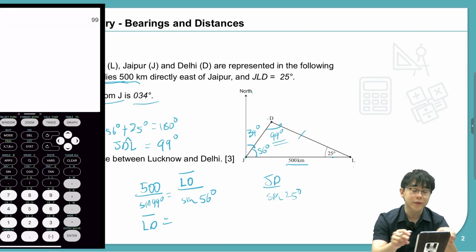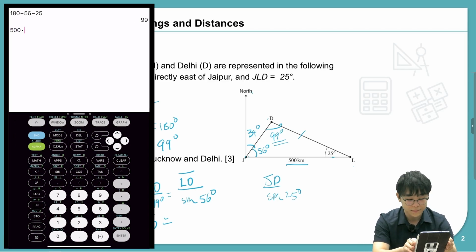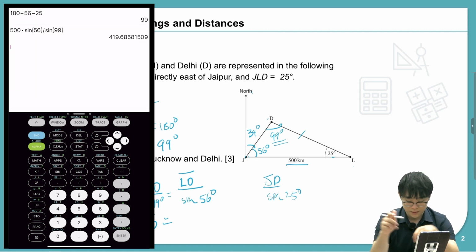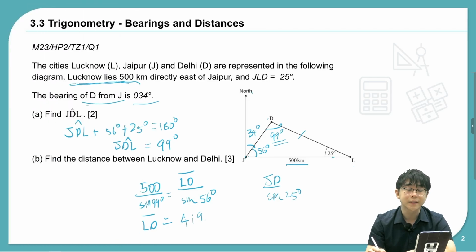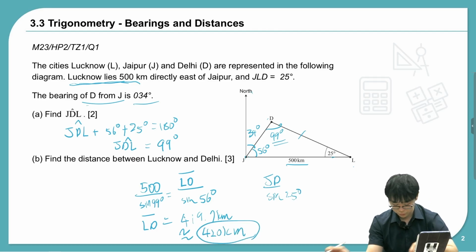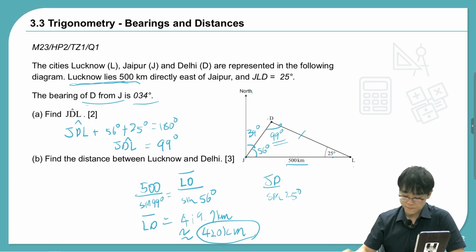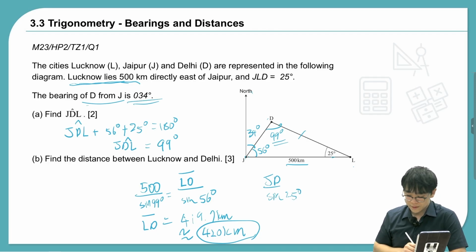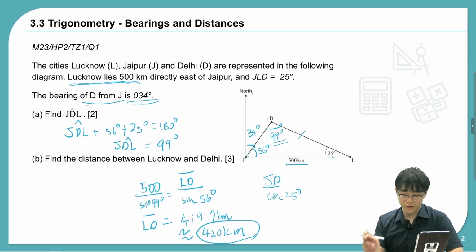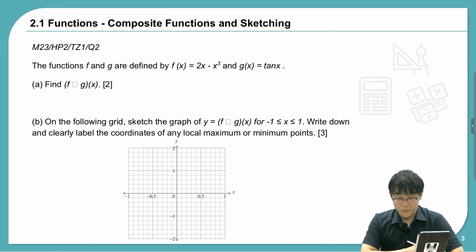So on our calculators, we would get 500 times sine 56 degrees divided by sine 99 degrees. And we want to make sure that we're dealing with degrees. So this gives us 419.7 kilometers. Or we can round this to 420 kilometers. So a simple triangle problem where you need to use a sine rule and be aware of relationships where the total angles sum up to 180 degrees. Okay? And you also want to be familiar with the bearing notation for angles. Okay, so number 1 was easy.